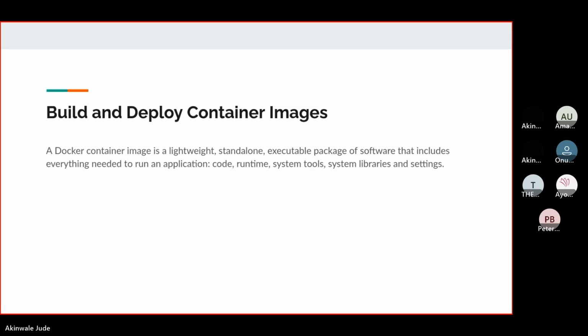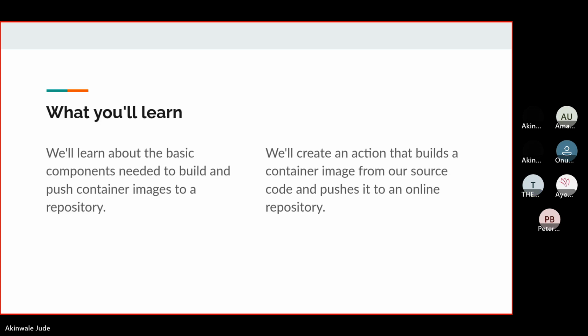Okay. And then the third topic here would be building and deploying container images. A container image is a lightweight standalone executable package of software that includes everything needed to run an application. That includes the code, the runtime, system tools, system libraries, settings, and all the other things you might need. You would also learn about the basic components needed to build and push a container image to a registry. And we will create an action that builds container images from our source code and pushes them to an online repository.